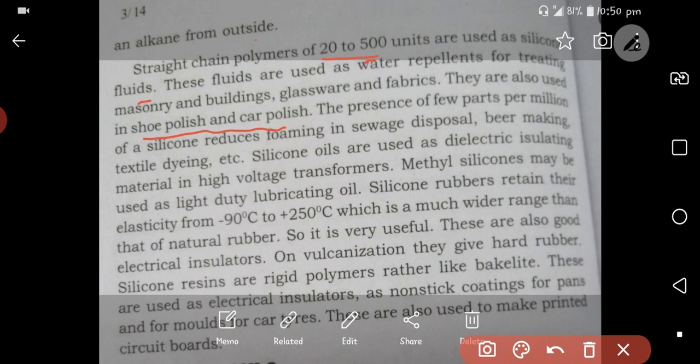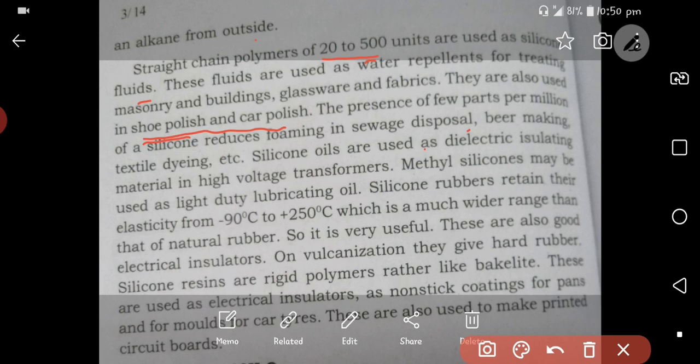What are the properties we require for a shoe polish? It should have an oily appearance, but it should be non-sticky. Then another thing is that it should be water repellent. So these two properties we are getting from the silicone oil, so we are using it in shoe polish and also car polish.